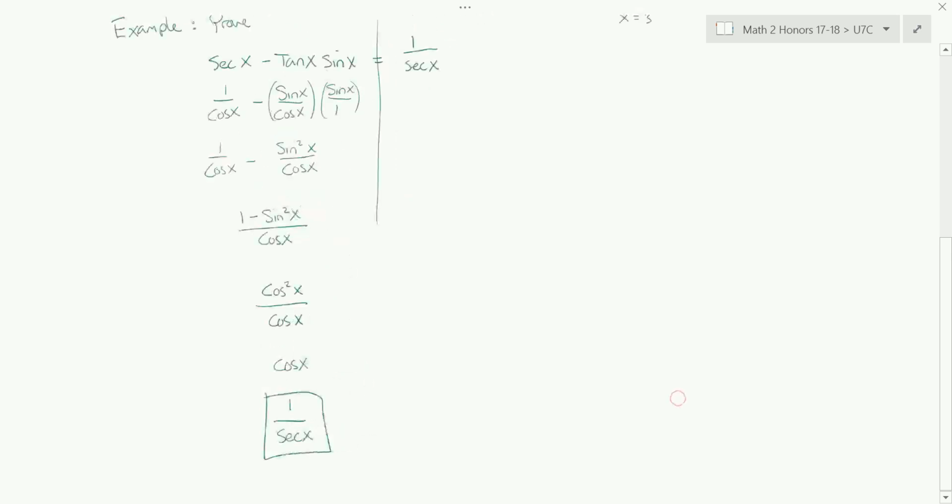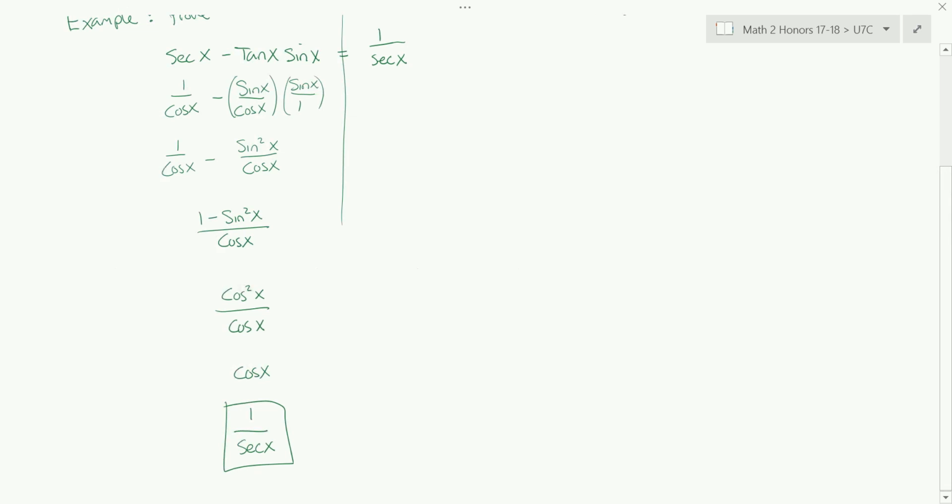Okay, so now we made one side look like the other. That's what a trigonometric proof looks like. Okay, so it's not a geometric proof where you have to quote different theorems and stuff like that, but you're just algebraically showing that one side is equal to the other.